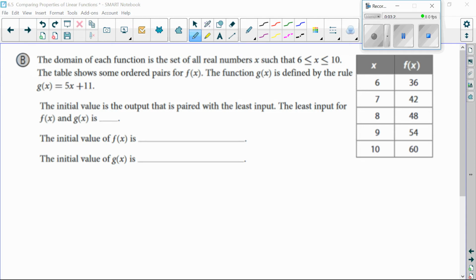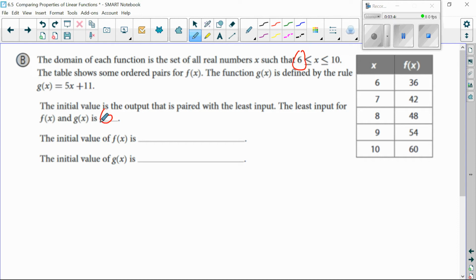Okay, so taking a look at B, it has a similar question. It gives us a table for f of x and gives us an algebraic expression for g of x. It also has this little part here. It says the initial value is the output that is paired with the least input. The least input, that's our first x value. So that's going to be 6. So on both of these, it's 6. So that's going to be the answer here.